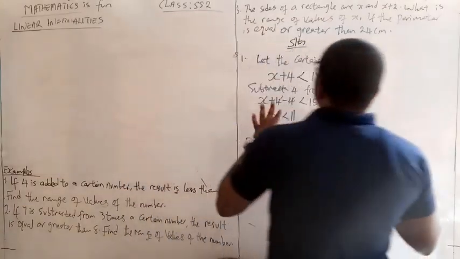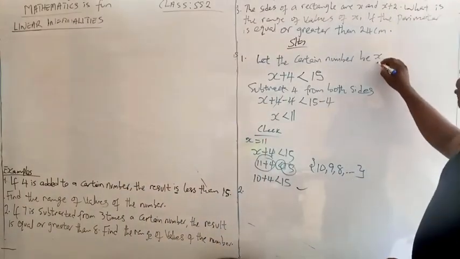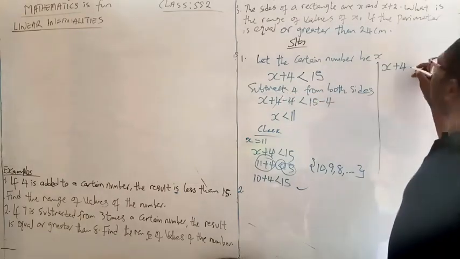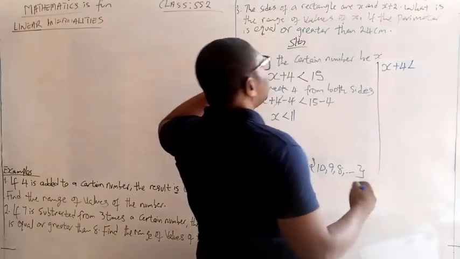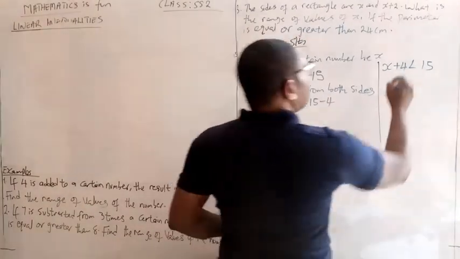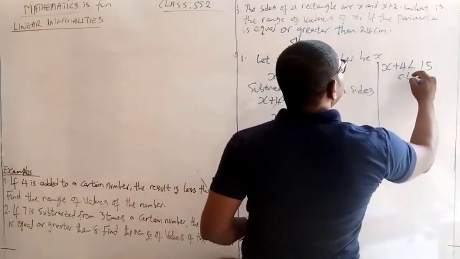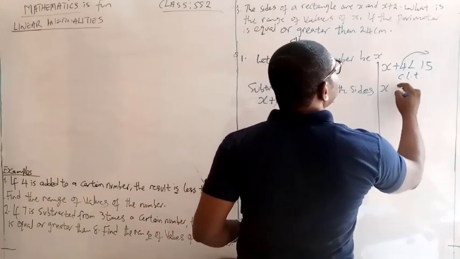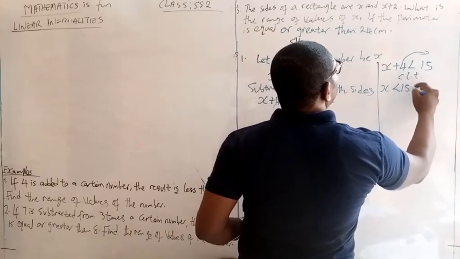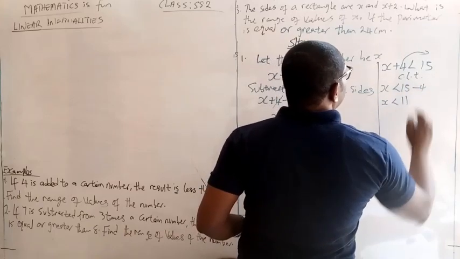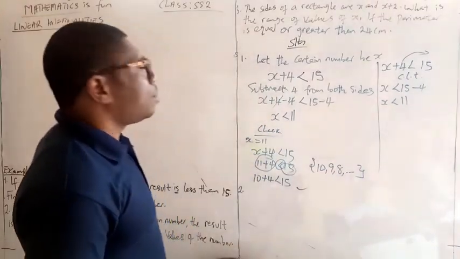Now, let's come back to this point. Assuming I don't want to use this method, I can do this. You know, the direct method of moving, collecting the like terms. Move the 4 to the right hand side so that you have x less than 15 minus 4, and your x is less than 11. So you still have the same result.